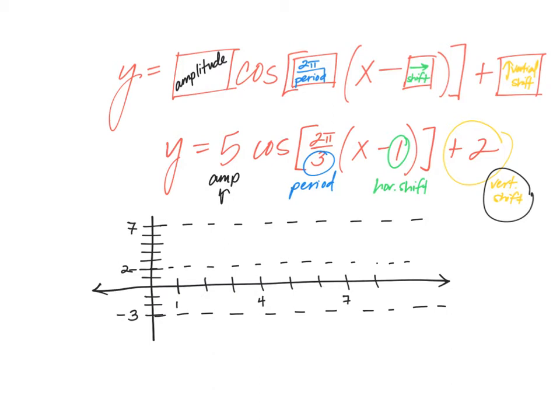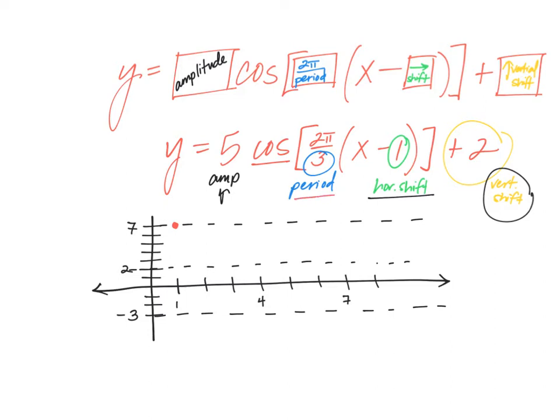and the minimum. From here, I want to identify where my first maximum occurs. Because I have a horizontal shift of positive 1, that means that my first maximum will occur at x equals 1. So I'm going to go over 1 and then up to the maximum and draw a point. And the reason I'm starting at a maximum is because this is a cosine function, and positive cosine functions always start at the maximum.